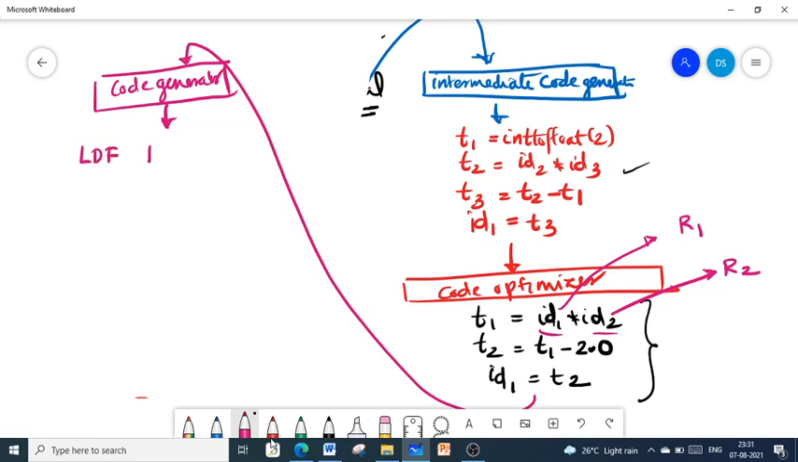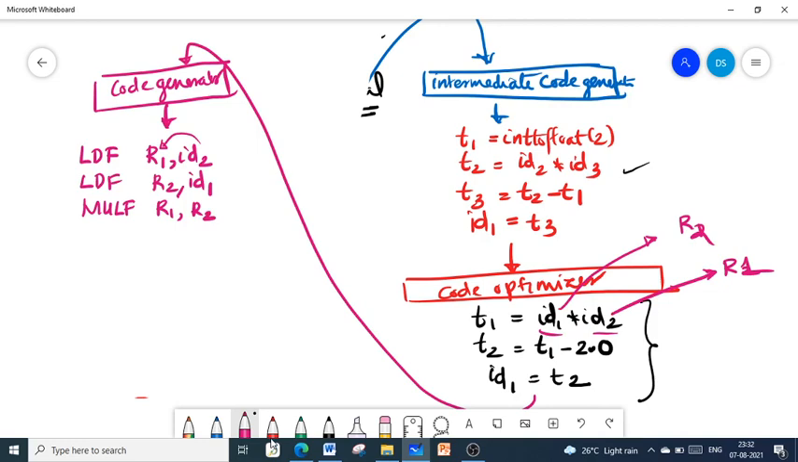Load float value. Suppose I am taking the content of id2 in r1. You can take any value here. So id2 is loaded to r1. Then the value in id1 is loaded to register r2. Then I am performing the multiplication operation, mul f r1 comma r2. Here multiplication is done and the result is loaded to r1.